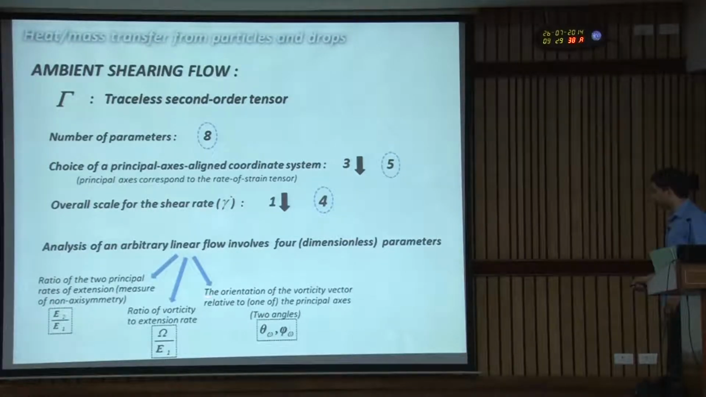Okay? The rest is, remember, I am already in a principal axis aligned coordinate system, but those principal axes are based on the rate of strain tensor. There is the vorticity tensor or the vorticity vector that I have to worry about. So, the second parameter is really the ratio of the vorticity to one of these rates of extension. Okay? And the third parameter is the direction of the vorticity. So, how is the vorticity inclined to the principal axis coordinate system, and I need 2 angles for that, theta and phi. So, there are 4 parameters there.